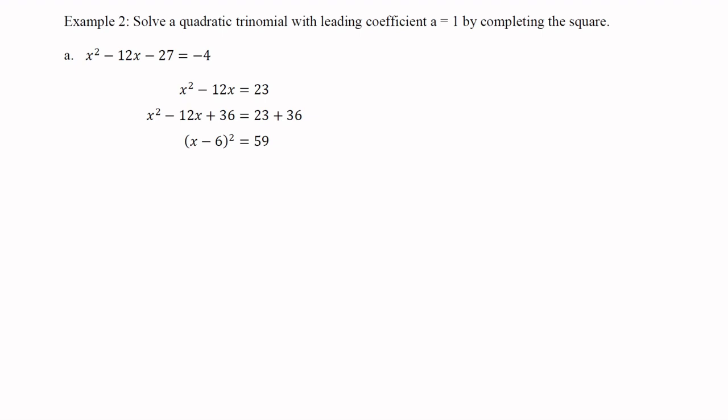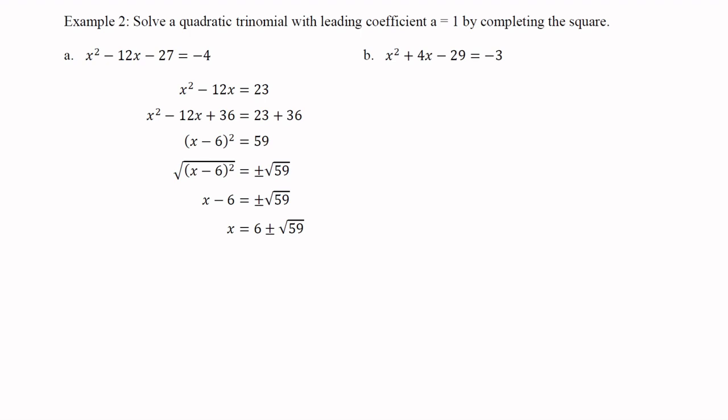Now we can solve by taking the square root of each side. So we take the square root of each side. We have plus or minus square root of 59. We are going to add 6 to each side, and we get 6 plus or minus the square root of 59. Square root of 59 cannot be simplified.